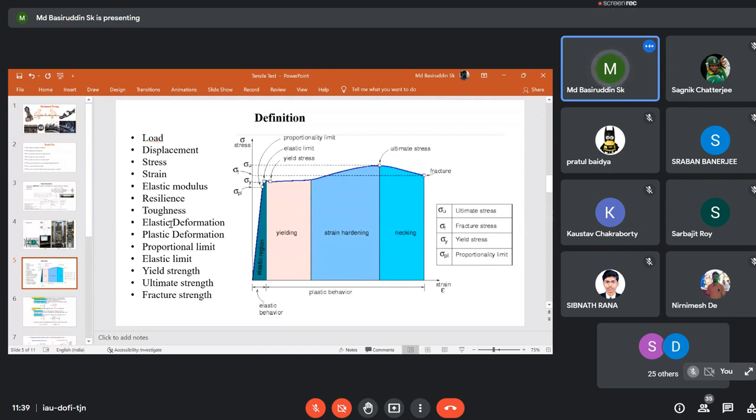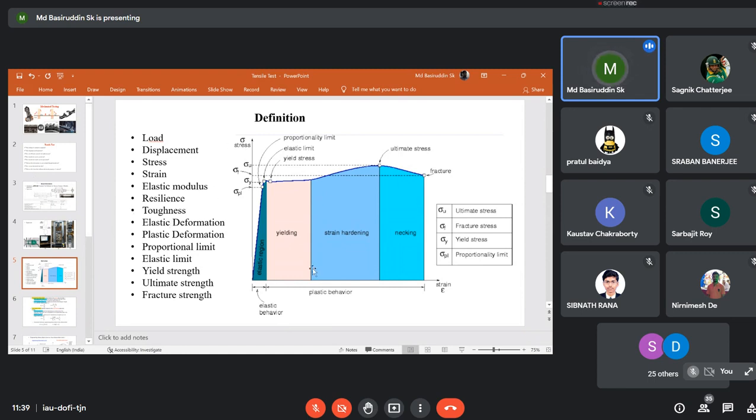The elastic deformation region, plastic deformation region, the proportional limit, elastic limit, the yield strength of a material, ultimate tensile strength, fracture strength, the elastic strain, ultimate tensile strain, the fracture strain. So all these things we will try to understand.